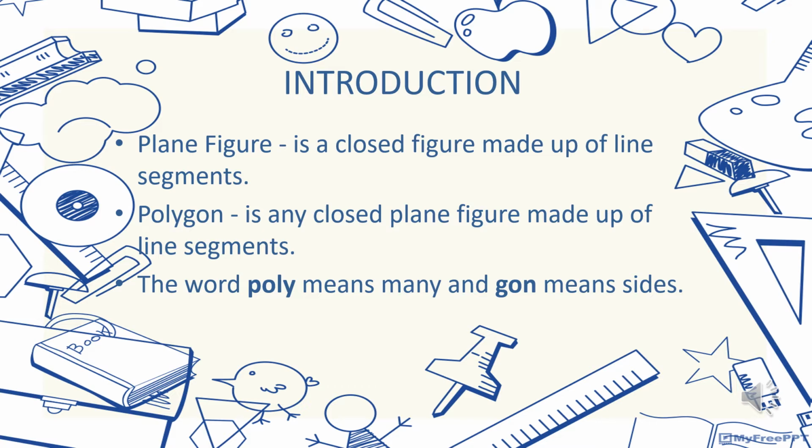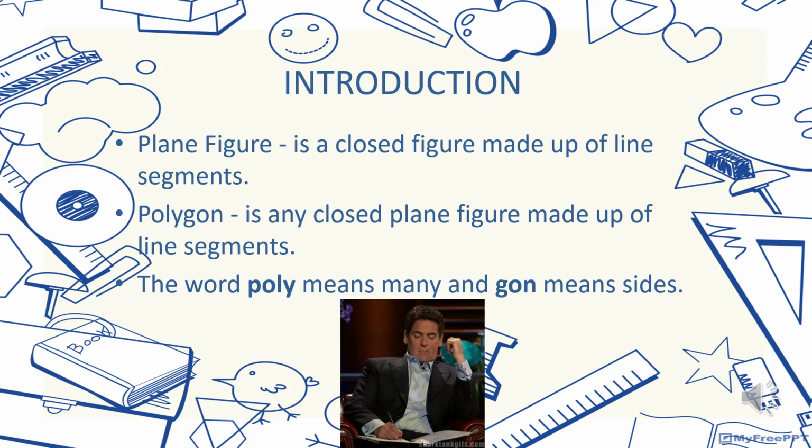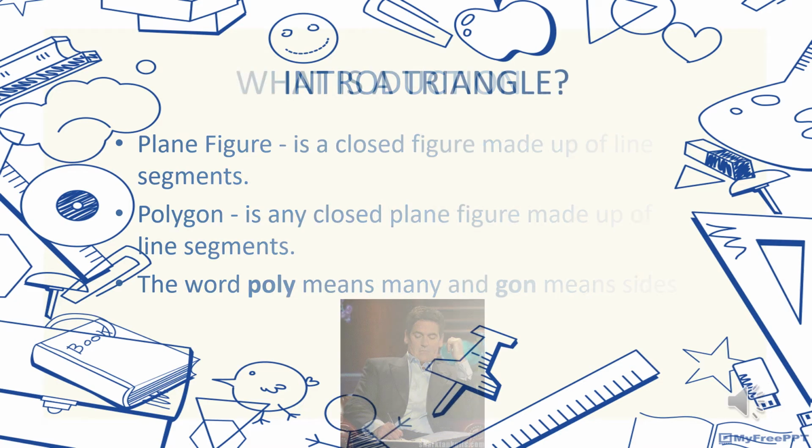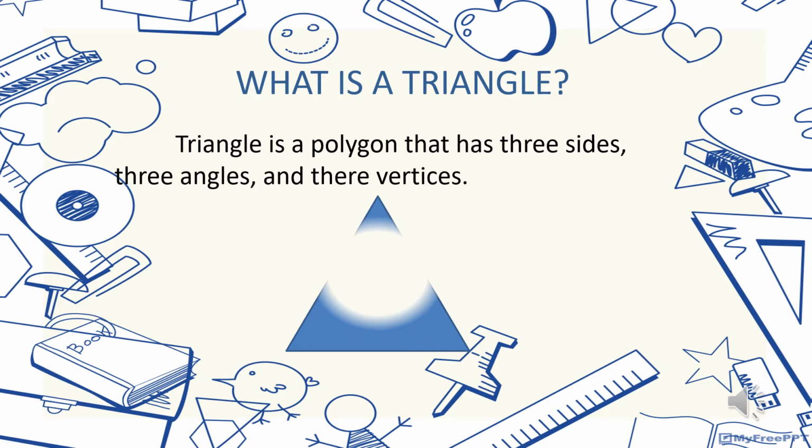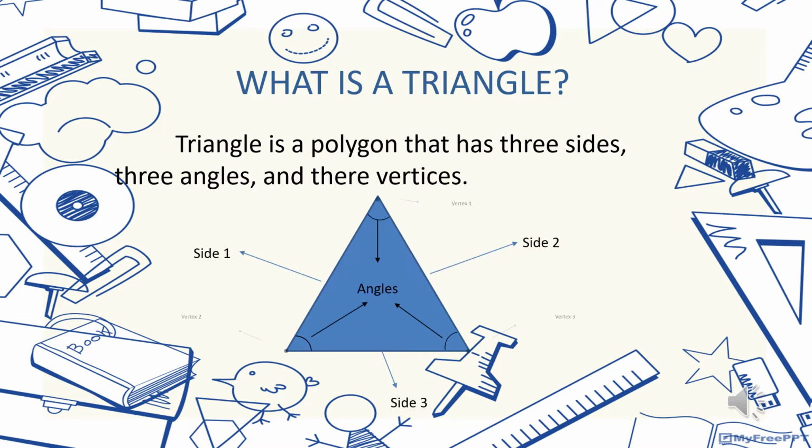A plane figure is a closed figure made up of line segments. A polygon is any closed plane figure made up of line segments. The word poly means many and gon means sides, so polygon means many sides. So what is a triangle? A triangle is a polygon that has three sides, three angles, and three vertices, as you can see in the illustration below.